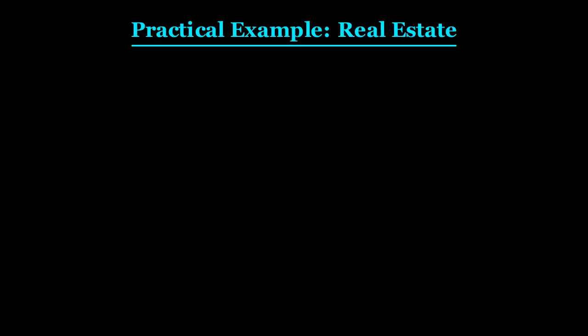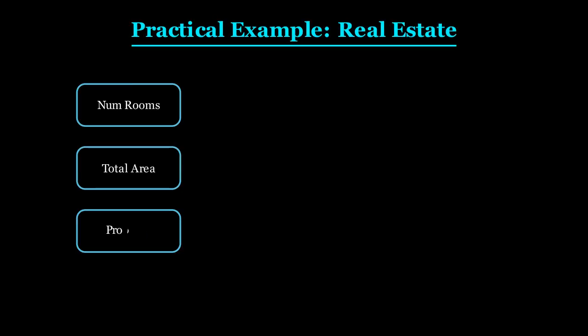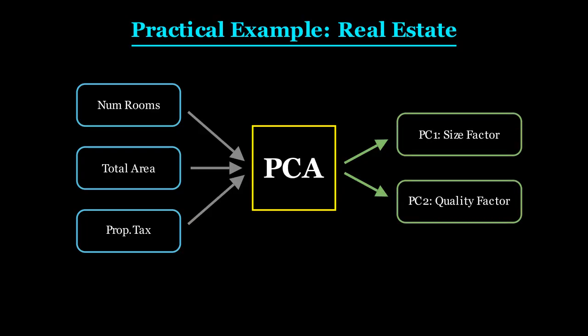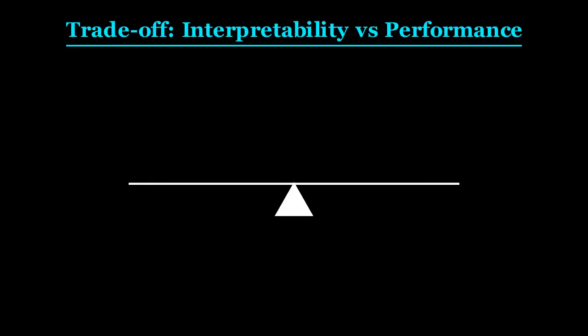Section 7. Practical example, real estate. Imagine features like number of rooms, total area, and property tax. These are naturally correlated. By applying PCA, we can create a size factor, PC1, and perhaps a quality factor, PC2. Instead of 3 redundant variables, we use 2 independent components that capture 99% of the information.